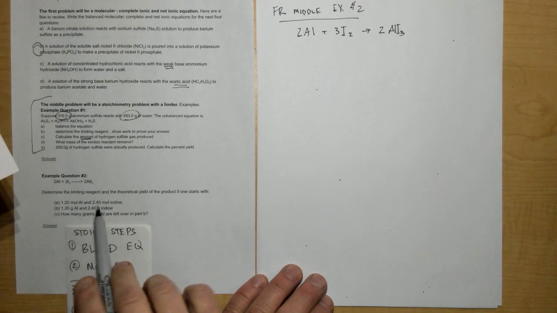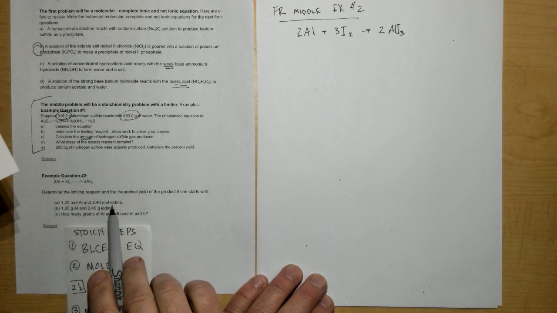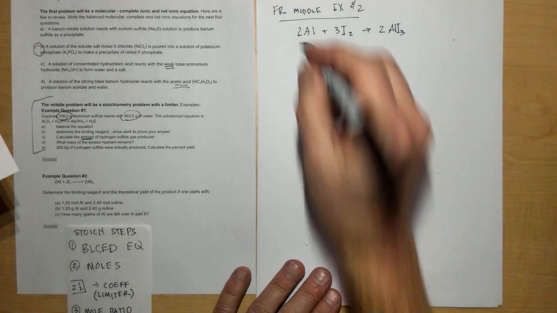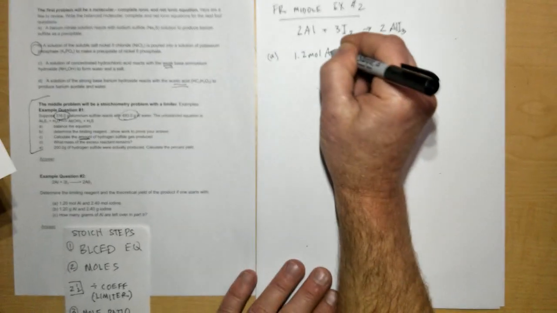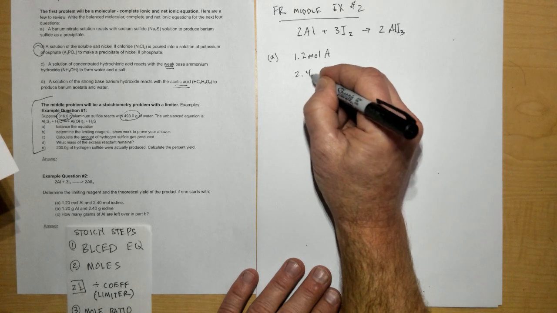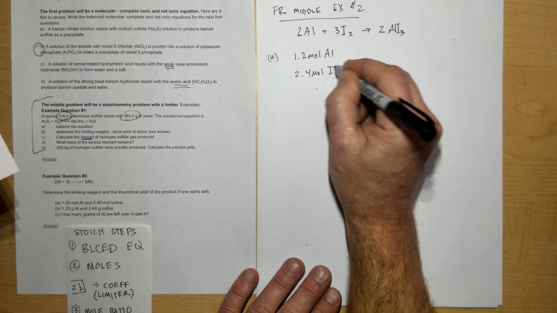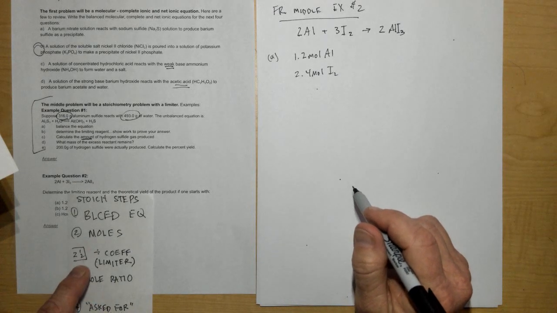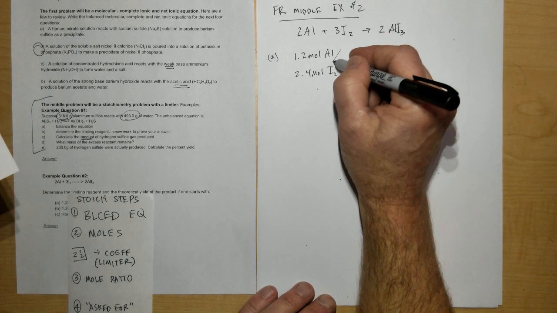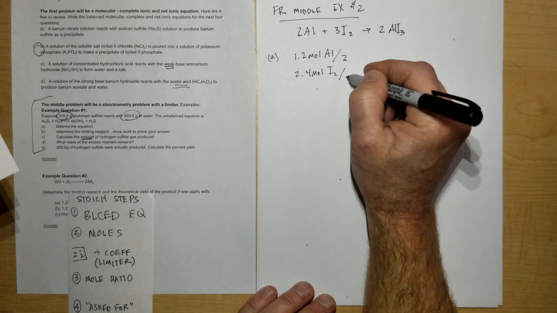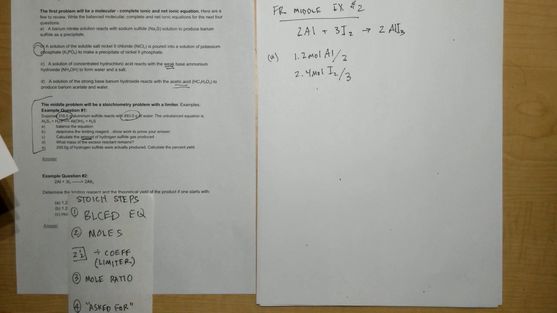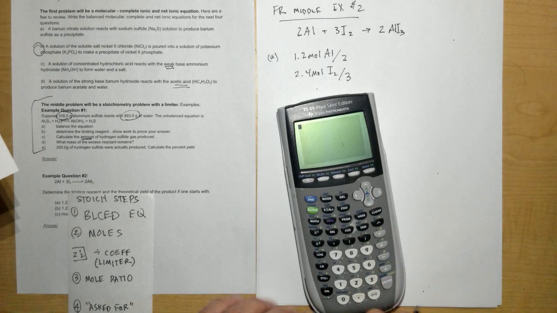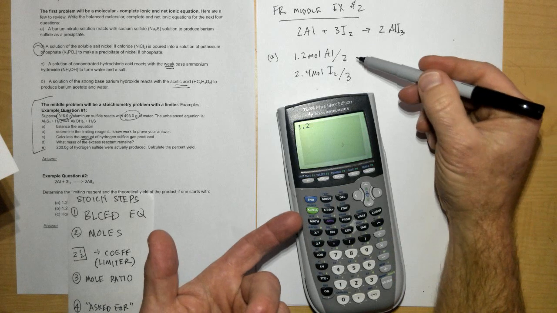And then it says determine the limiting reagent and the theoretical yield of the product if one starts with, in letter A, 1.2 moles of aluminum and 2.4 moles of iodine. To determine the limiter, once you have your number of moles, divide by the coefficient. So aluminum I'd divide by 2, iodine I'd divide by 3. Now if you can't exactly tell who's going to be your limiter, then go ahead and do it on your calculator. Which one's going to be smaller as your limiter?